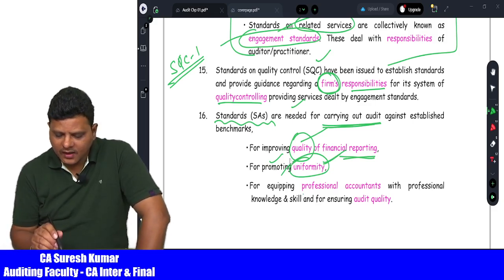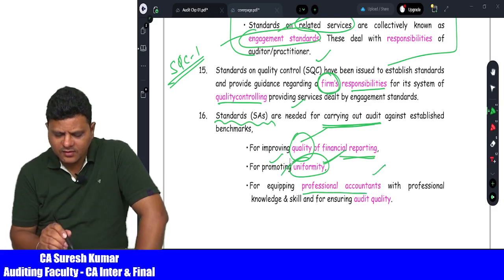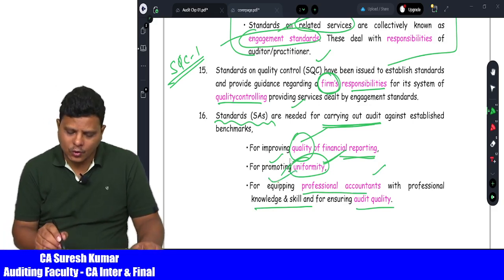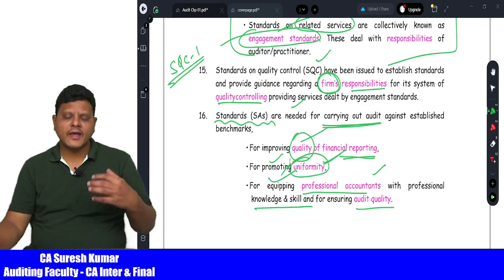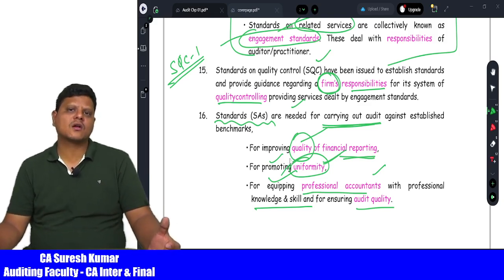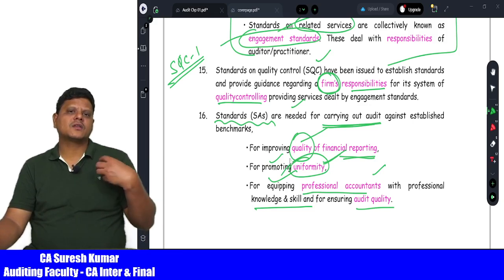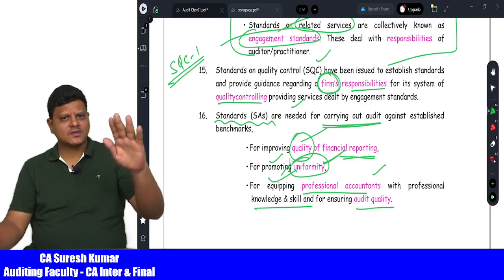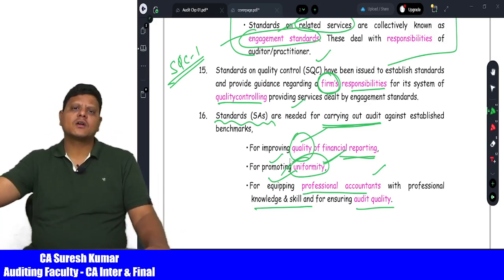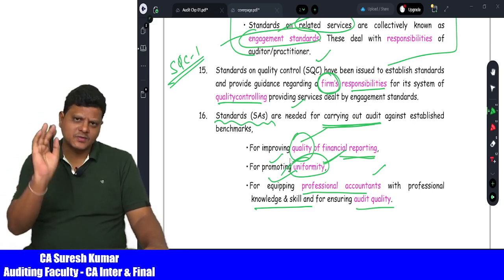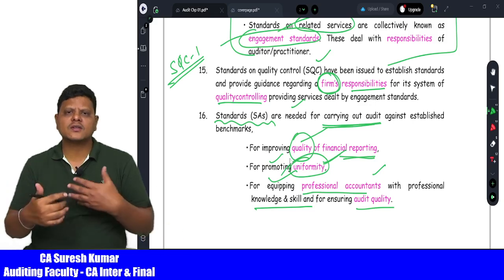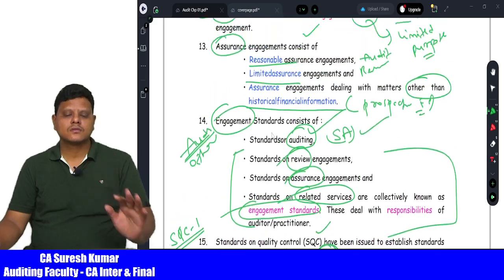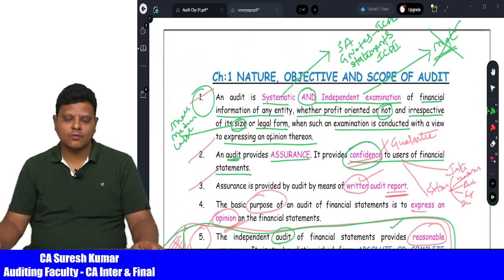Now, professional accountants need professional knowledge and skill for ensuring audit quality. In order to equip chartered accountants with knowledge and skill, when I apply standard number 240, responsibility of the auditor for fraud reporting, the same standard should be followed by some other chartered accountant too, so that all auditors follow uniformly in India. So this is the summary of chapter number 1.